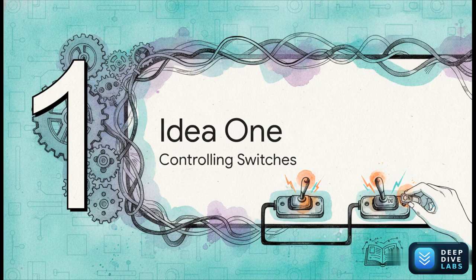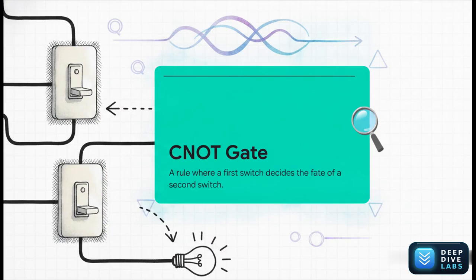Okay, idea one: a switch that controls another switch. Let's get into it. To understand how we make entanglement, I want you to forget about quantum mechanics entirely for a second. Seriously, clear your mind. We're going to start with something incredibly mundane. Picture two completely ordinary light switches on a wall, but they're wired together in a kind of odd way. The first switch doesn't actually turn on its own light bulb. Instead, its only job in life is to decide the fate of the second switch. This is the simple, basic logic behind what we call the CNOT gate, or the controlled NOT gate.